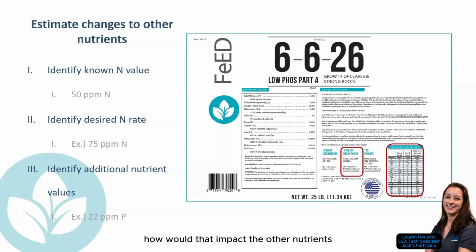How would that impact the other nutrients? How far are the other nutrients also going to increase when we increase the mixing rate? For this, we need to know the known nitrogen value and the desired nitrogen rate, like we did last time, so 50 and 75 parts per million nitrogen. And then we also need to use this elemental concentration table to determine what the known value is for the other nutrient that we're trying to figure out how that's going to change.